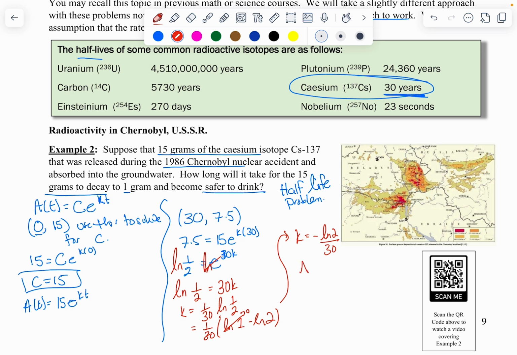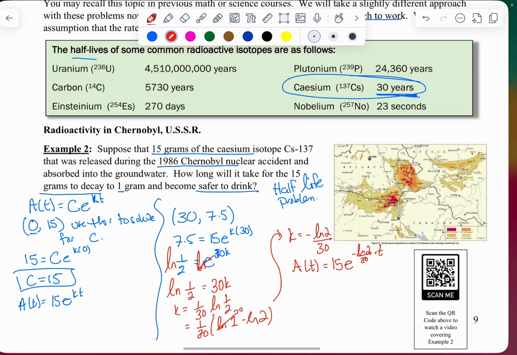So now we have our equation. We have A of t, or our particular solution. A of t is equal to 15 e to the k, and k is now known as negative ln of 2 over 30. You can keep it as ln of 1/2 times 1 over 30 times t. So here's our equation.